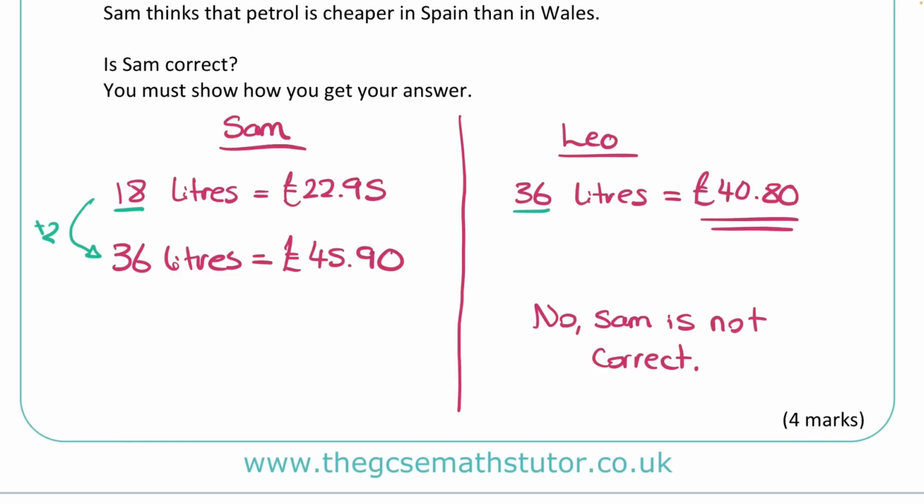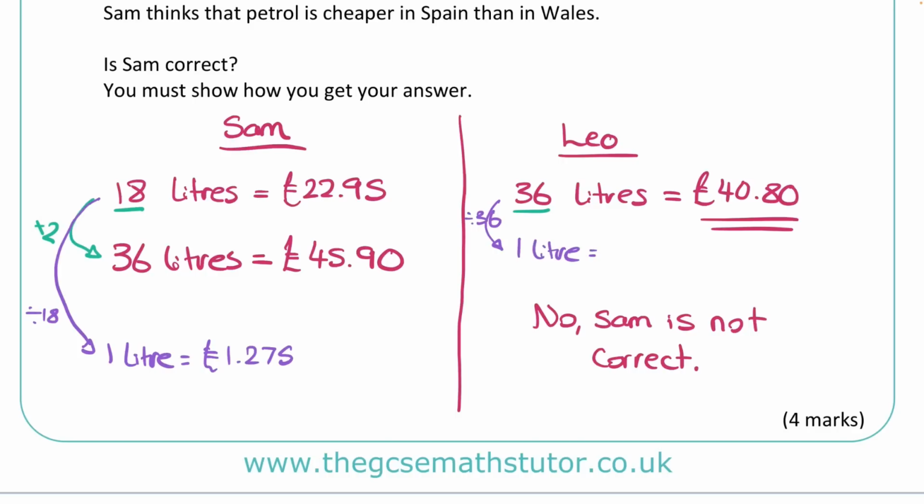Now, that was a relatively nice one because we could make a comparable amount on one side. But if it wasn't as easy as that, so on the left it was 16 litres maybe, we could have divided down to 1 litre. And that's another option as well. So I could divide by 18, and if I had divided by 18, I'd have got 1 litre. And I will get some smaller numbers now. So divide by 18, that comes out as £1.275 for 1 litre. And I could also do the same with the 36. Of course, I'd divide by 36 here, and that would give me 1 litre.